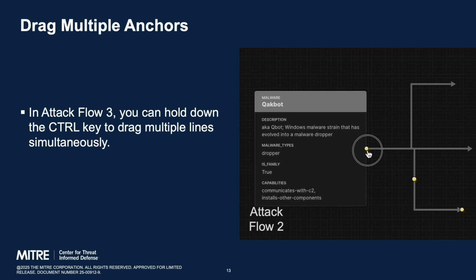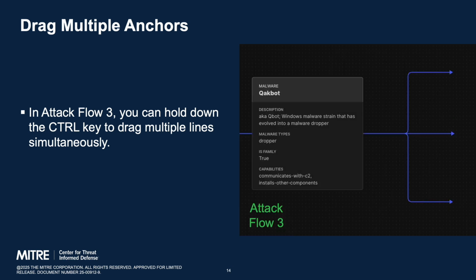Here's another time saver feature. In Attack Flow 2, if you had multiple lines on top of each other and you wanted to move them all at once, you would have to select each one individually and move them one at a time. In Attack Flow 3, you can control-click on an anchor and it will select and move all of the lines attached to that anchor in a single go.